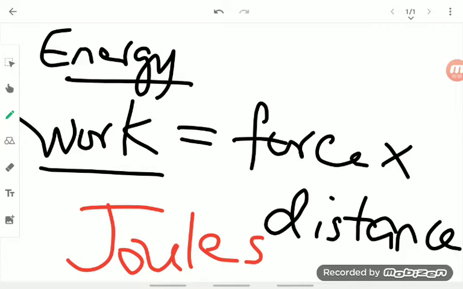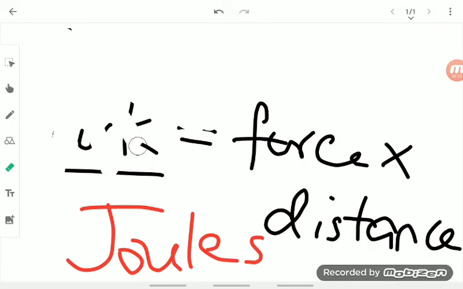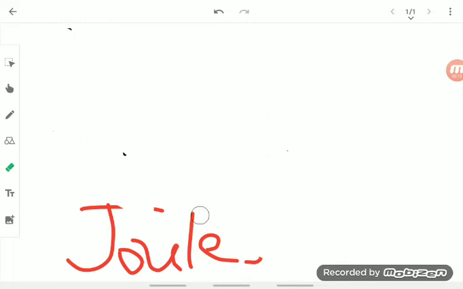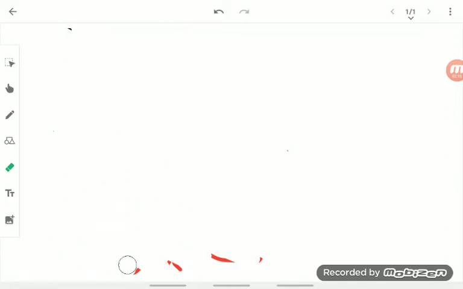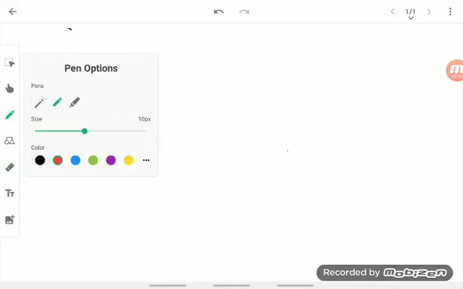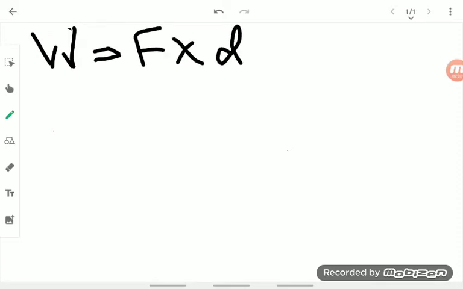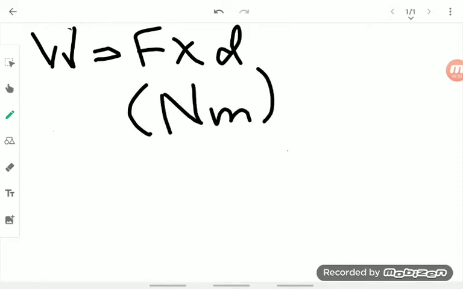All right. Now, in terms of work, which we'll look at specifically right now, let me just clear the board. It's a very small space I'm working with. In terms of work, since work is equal to force times distance, it can also be measured in Newton meters. So you can also write your answer in Newton meters. It's the same thing.